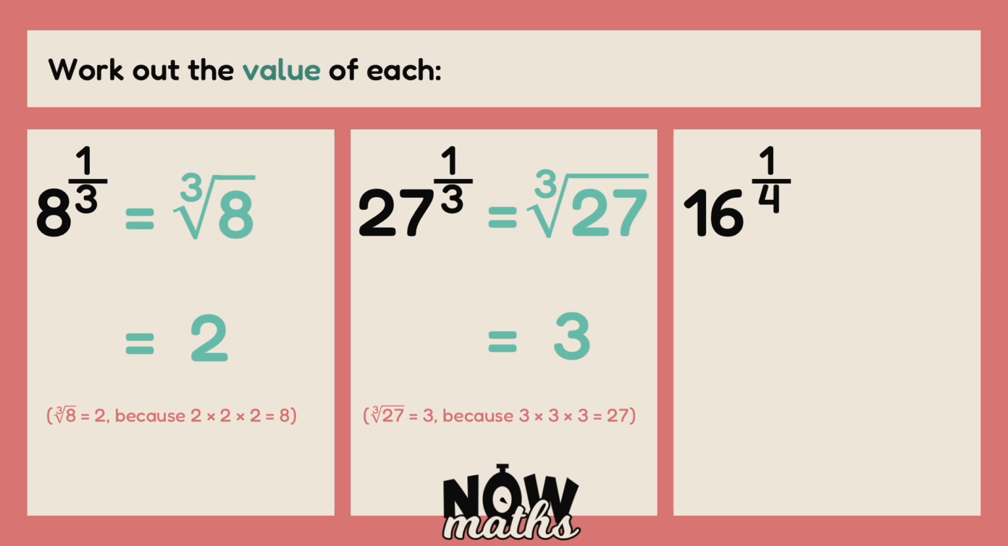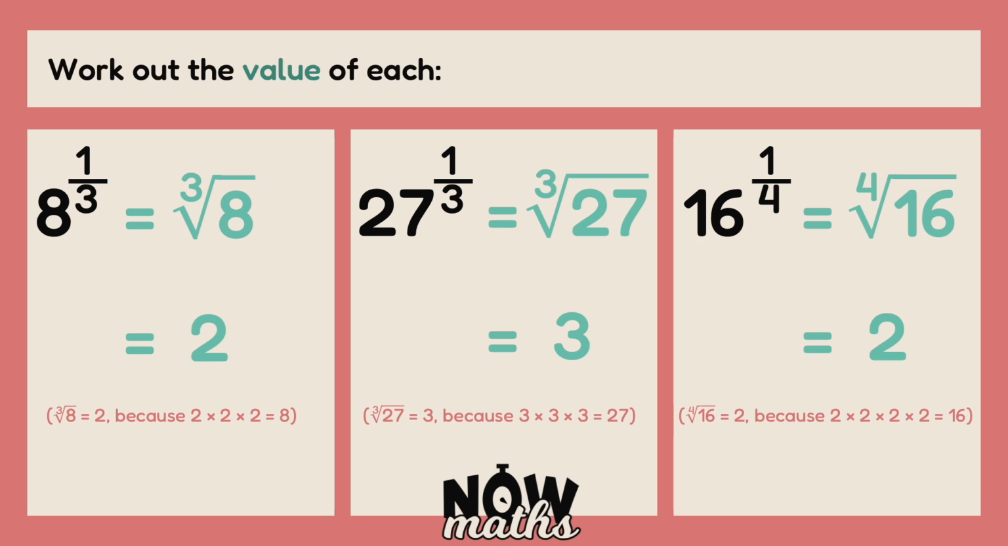Finally, to work out 16 to the power of a quarter, this time we take the fourth root of 16, so this means we need to find the number that multiplies by itself 4 times to give 16 as the answer, and the fourth root of 16 is 2, because 2 multiplied by 2 multiplied by 2 multiplied by 2 is 16.